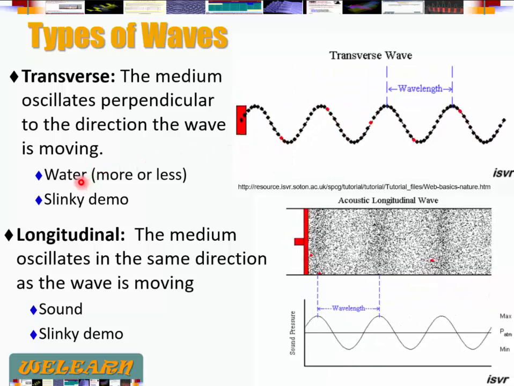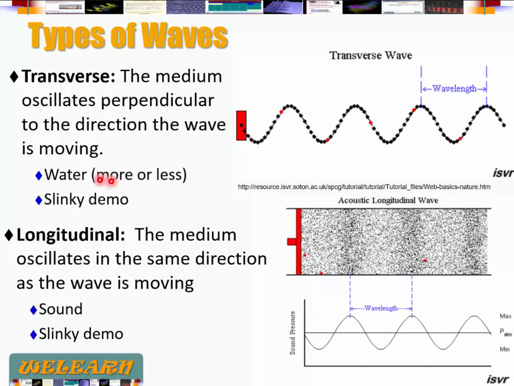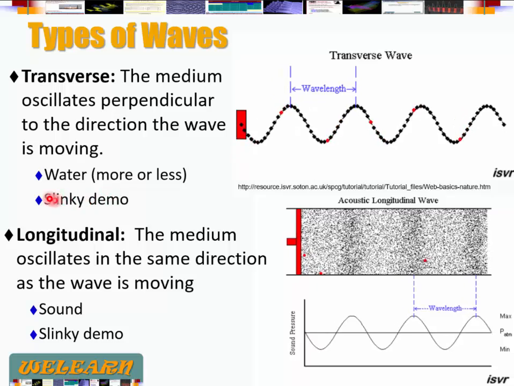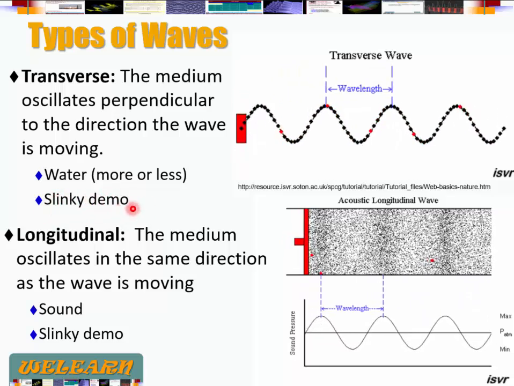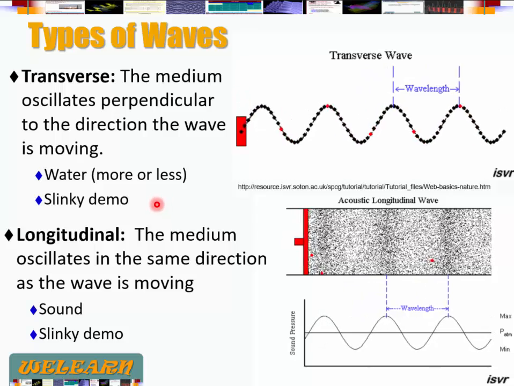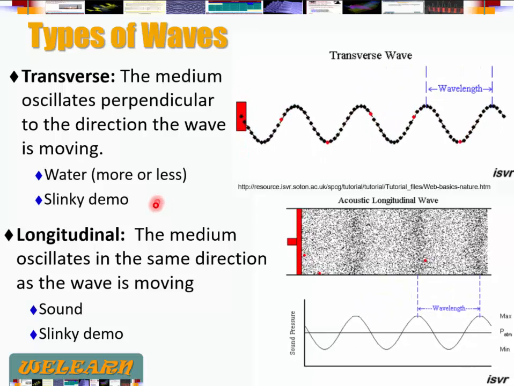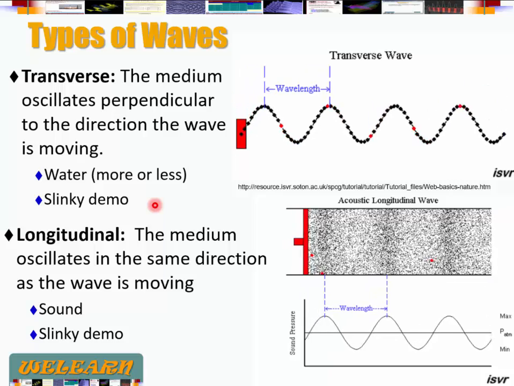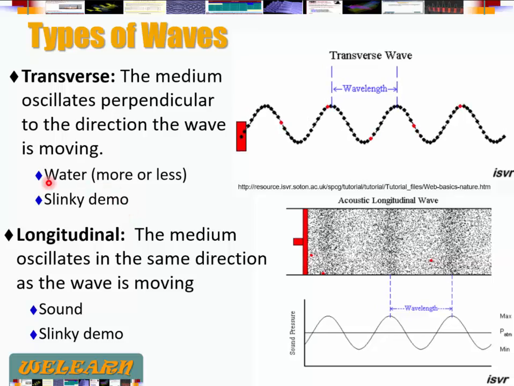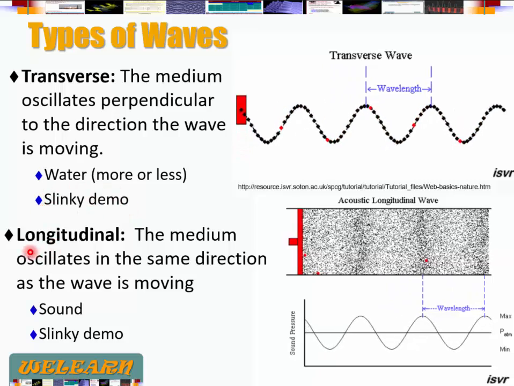Examples of transverse waves: water waves like ocean waves more or less look like transverse waves. We can see later on a demo with a slinky where we will see a transverse wave. There are many examples of transverse waves. You'll see later on, for example, that electromagnetic waves are transverse waves.